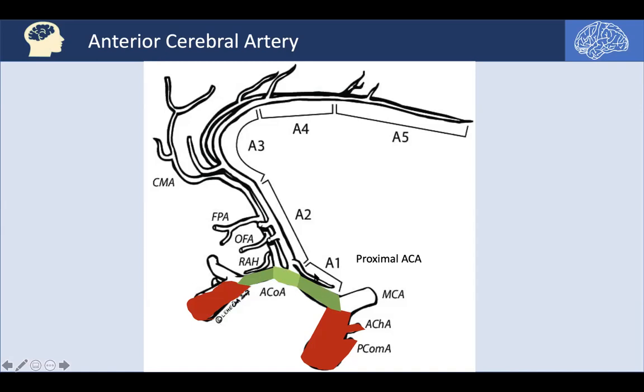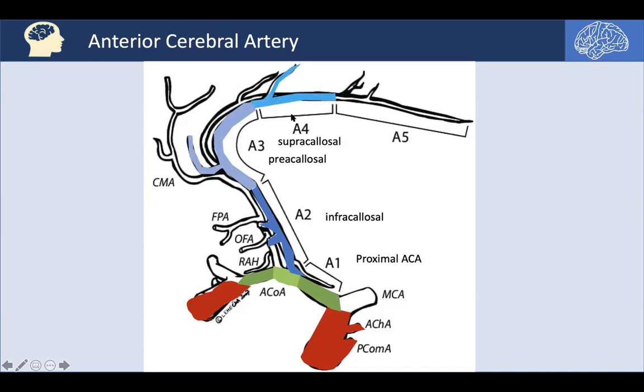the A1 segments on the two sides, to form the A2 segment, which is called the infracallosal segment. As the ACA wraps around the corpus callosum, the A2 segment is located inferior to the corpus callosum and anterior to it, so it's termed the infracallosal segment. And then we have the A3 segment, which is called the precallosal segment, and it has a major branch coming off it, the callosomarginal artery.